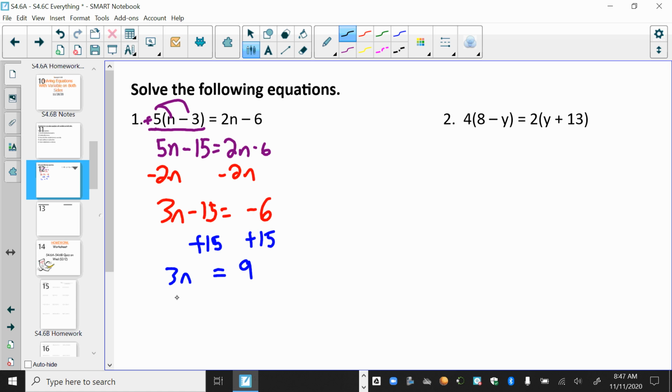And lastly, I'm dividing by the number in front of the variable. So 3n divided by 3 makes n. 9 divided by 3 makes 3. And I'm going to have 3 as my final answer. You can check it if you want.